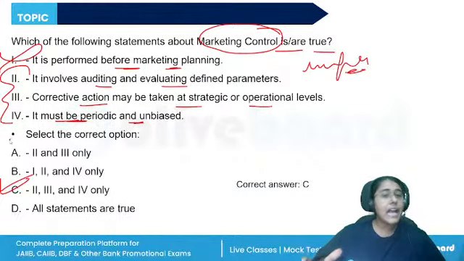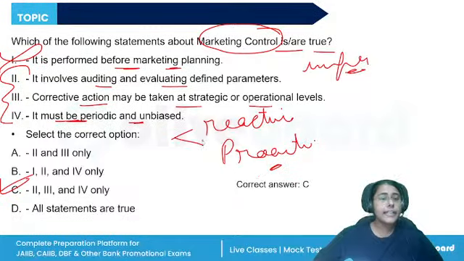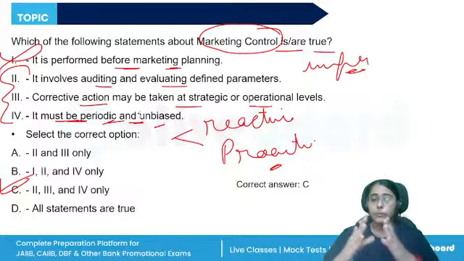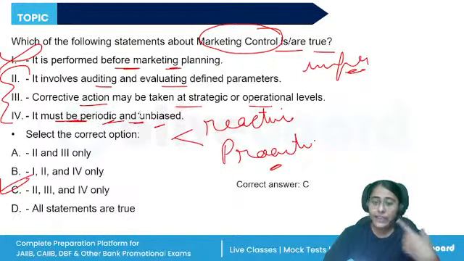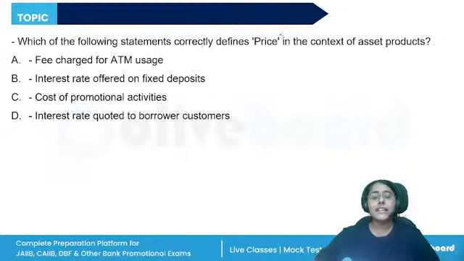We evaluate and we audit the defined parameters. We take corrective action either in the reactive or in the proactive manner. All right, it should be periodic and unbiased. All the factors, whether they are working according to the plan or not, will be taken into consideration. It should be comprehensive, systematic, independent upon the relevance of the control aspects of the parameters, acting upon the defined parameters.